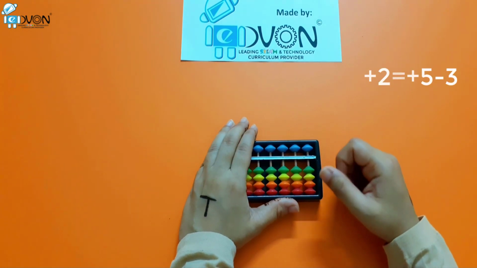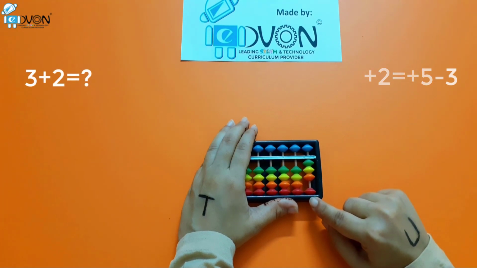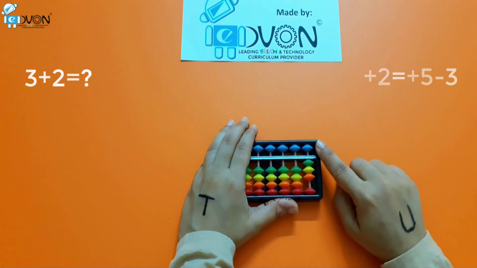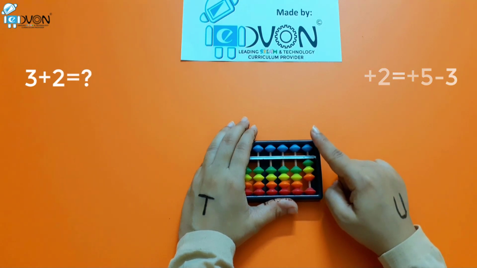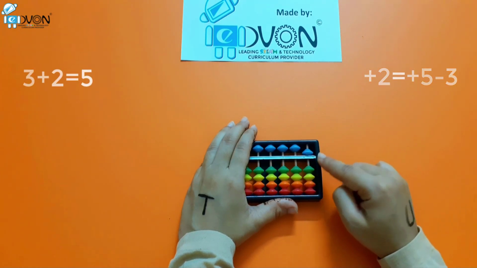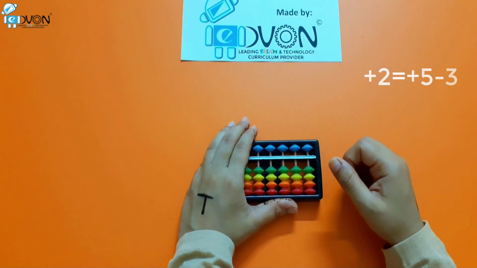Let's start. 3 plus 2. Here we have only one lower bead and the upper bead equals 5, so we cannot directly add 2. We will take help from the friends and apply the formula. The formula for adding 2 indirectly is plus 5 minus 3. Plus 2 is equal to plus 5 minus 3. We will add 5 and subtract 3. Answer 5. Let's take one more example.